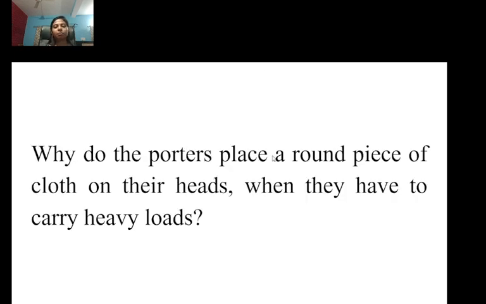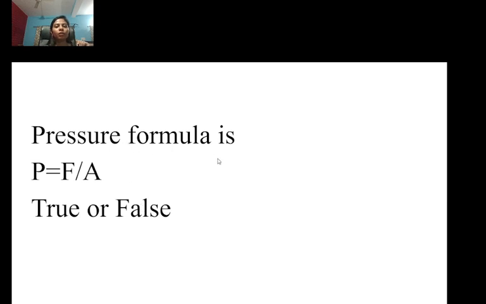Why do the potters place a round piece of cloth on their heads when they have to carry heavy loads? What's the reason, student? Because they will get more pressure, right? Yes, good. Now, the pressure formula is P equals F by A, or force per area. Is it true or false?